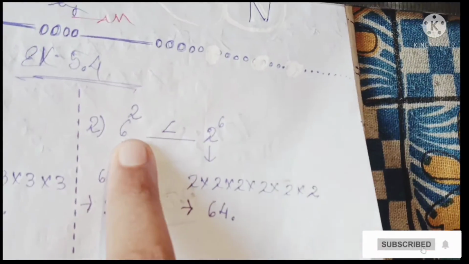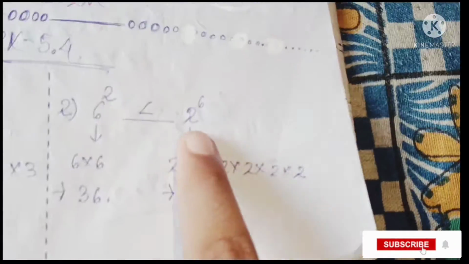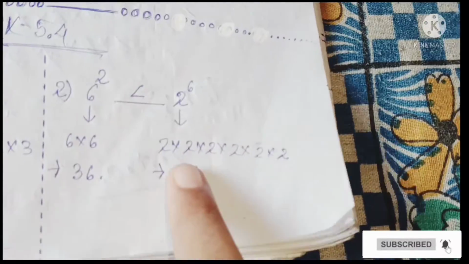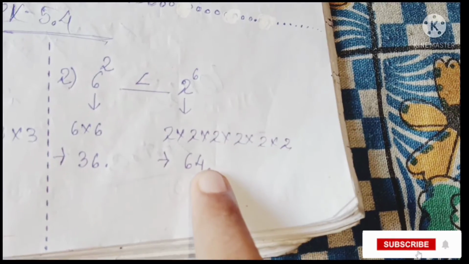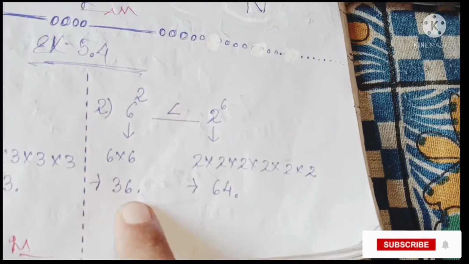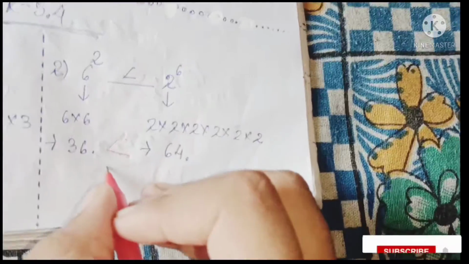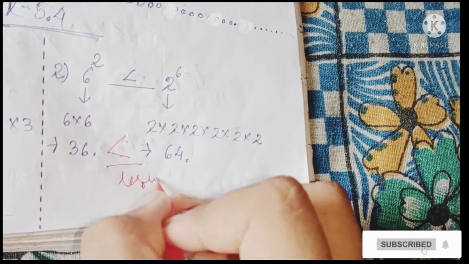Now we are shifting to number 2, that is 6 square dash 2 to the power 6. 6 square means 6 multiplied 2 times, and 2 to the power 6 means 2 multiplied 6 times. So 2 multiplied 6 times gives us 64, and 6 multiplied 2 times gives us 36. Which is greater? 36 here and 64 there. So 64 is the greater one and 36 is the lesser one. So here it will also be the lesser than sign.